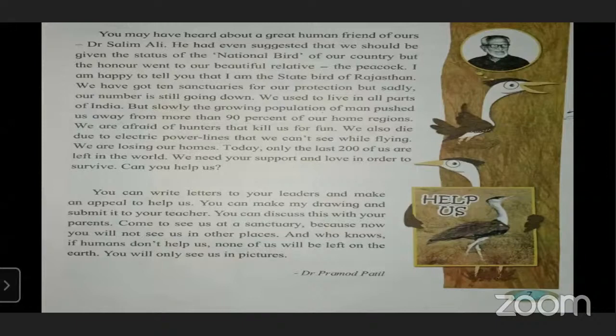So what happens? Because of the growing population of man, day by day the population of human beings is increasing. Because of that, the places where they used to stay have gone. And because of that, the population of the great Indian bustard is decreasing.